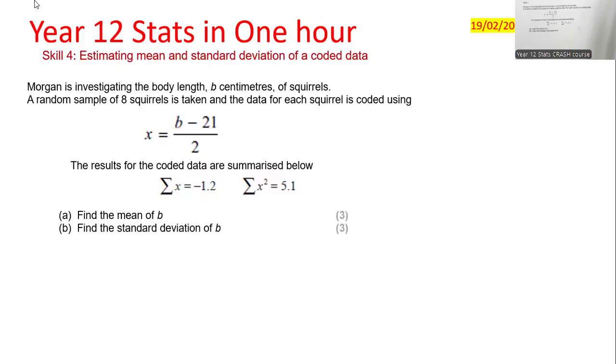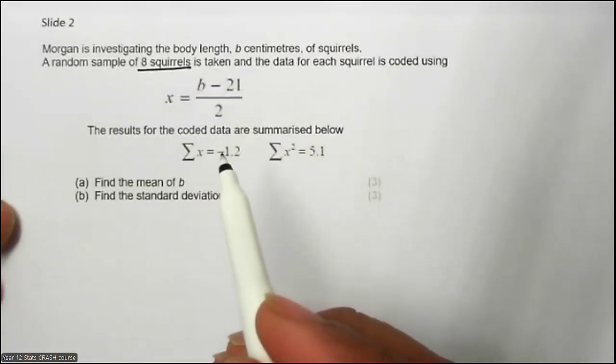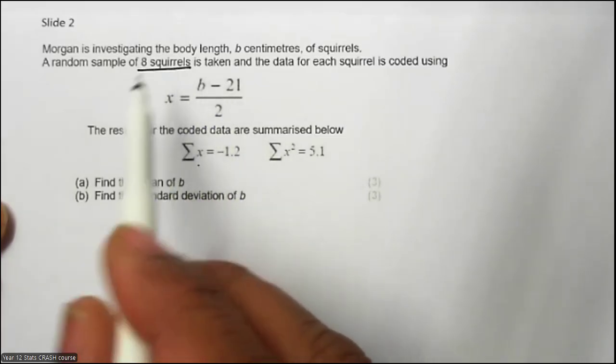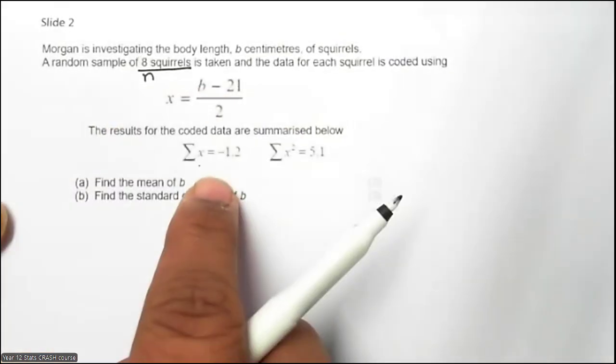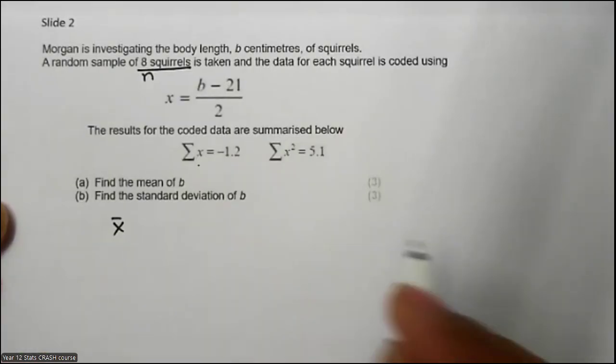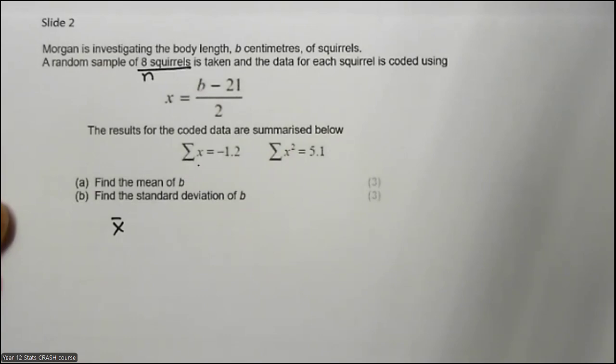The next skill, skill number 4, is estimating mean and standard deviation from coded data. Once we have calculated mean, standard deviation and quartile, how can we use coded data to work out the mean and standard deviation of the other code? Have a look now. I have been given some statistics about x: the total, and the total of the squares. n is 8, so I will first need to work out my mean and standard deviation of x. Can you do that, please? We've just learned it in the last slide.